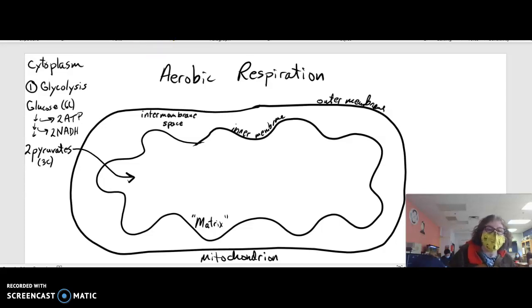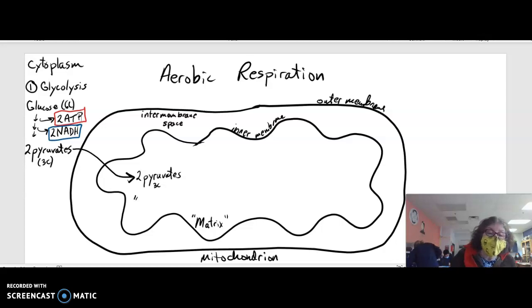So I'm going to use a little bit of color here. I'm going to keep the ATPs red because we like to kind of count them up to see how they're doing. And I'm going to keep the NADHs blue because they are also very important in helping to make ATP. So we're going to keep track of those as well. Okay, so now we're going into the mitochondria. And what happens with those pyruvates, remember there's 2 of them, is that they have moved into the inner matrix.